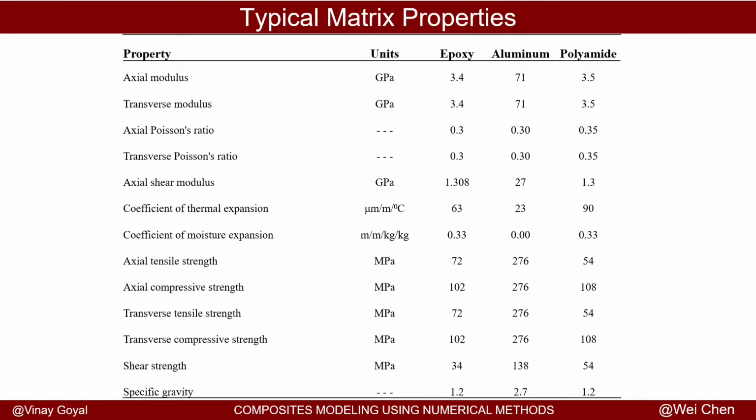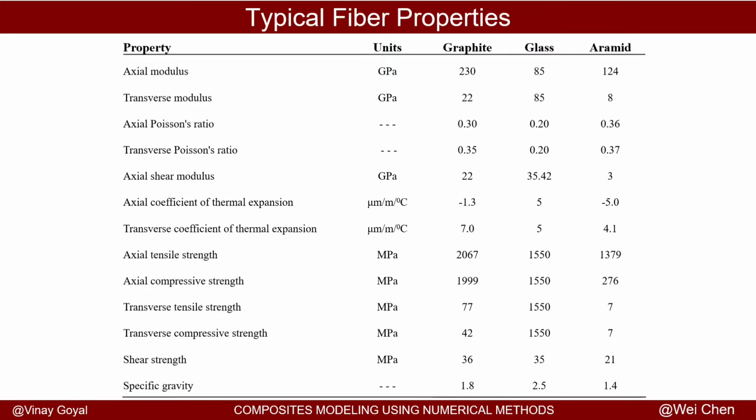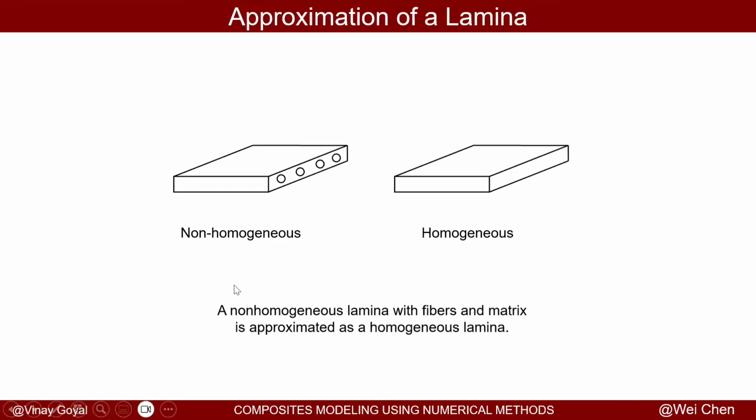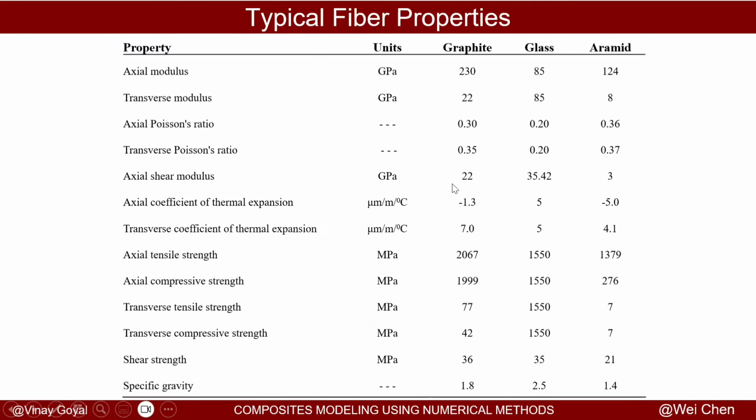Typical matrix materials here, what I'm showing is epoxy, aluminum, and polyimide. You can see here these are units of GPa, or the metric system. But the important thing to note is that you can also obtain very similar properties for the material system that you are looking for. So given the epoxy properties and the fiber properties, I should be able to get the homogeneous properties of the system in question.